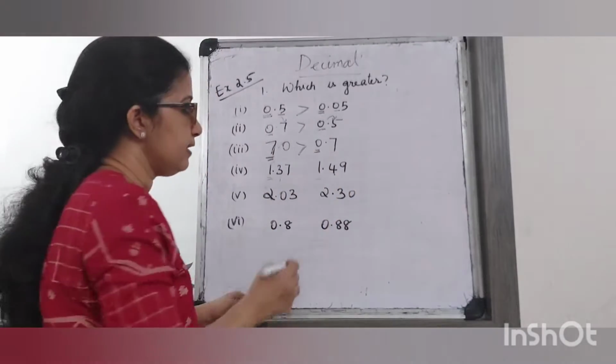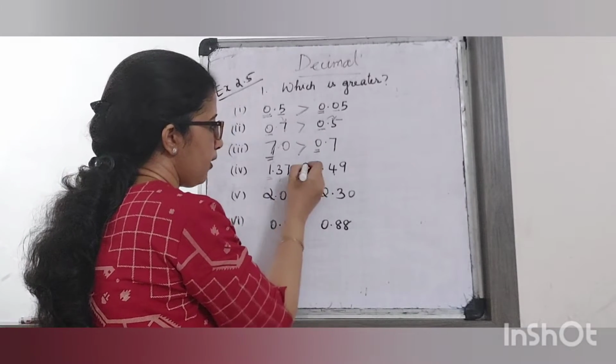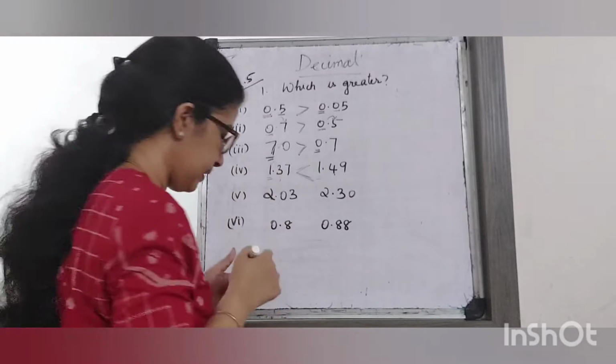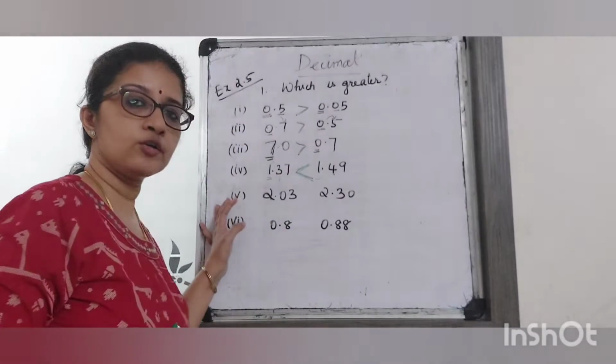So 4 is greater than 3. So 1.49 is greater than 1.37. Clear? Now let's move on to the fifth problem.